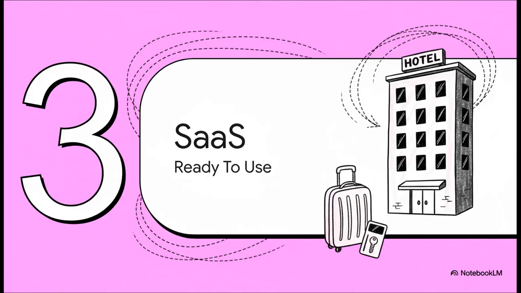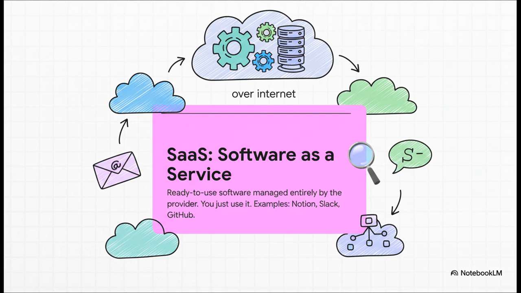All right, and that brings us to our last model. And this is one that honestly we all use every single day. It's software as a service, or SaaS. Think of this as the hotel experience. You don't build anything, you don't bring any furniture, you just check in and everything is ready for you to use. SaaS is simple. It's a finished product.